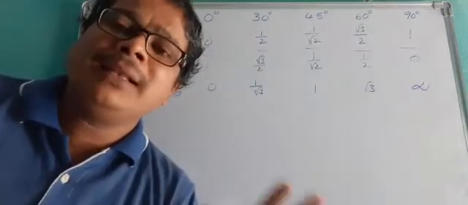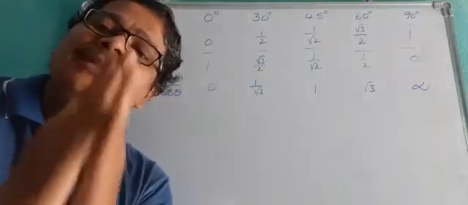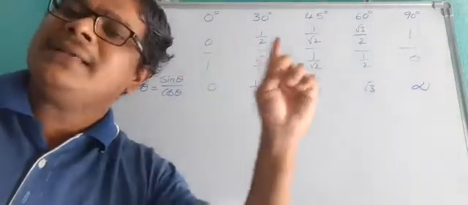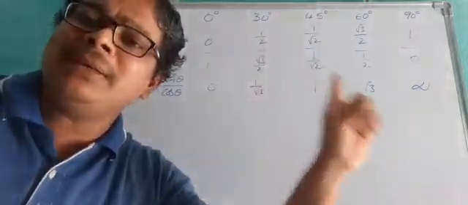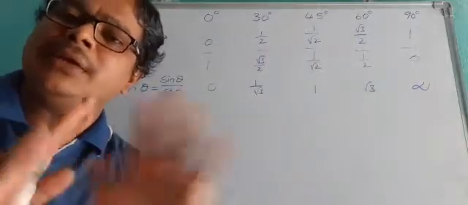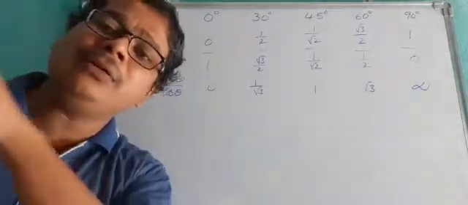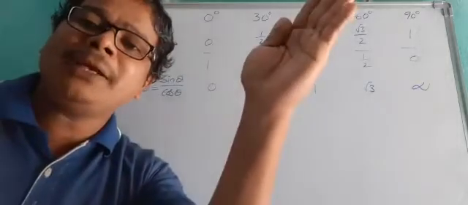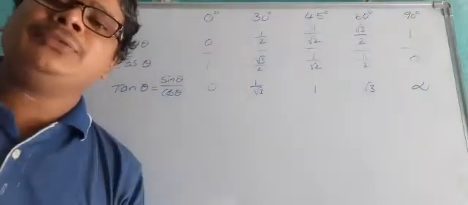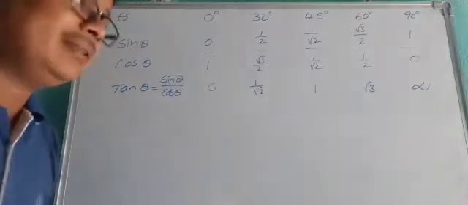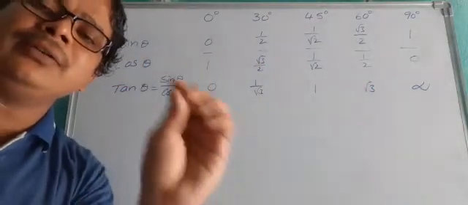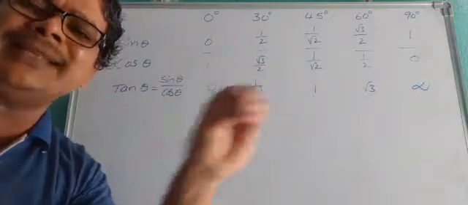For example, tan 60 equal to sin 60 by cos 60. Sin 60 is root 3 by 2. Cos 60, we don't know, but cos 60 equal to sin 30, and sin 30 equal to 1 by 2. So root 3 by 2 by 1 by 2, that equal to root 3 by 1, that equal to root 3. Okay, you have to find out such values with the help of these techniques.